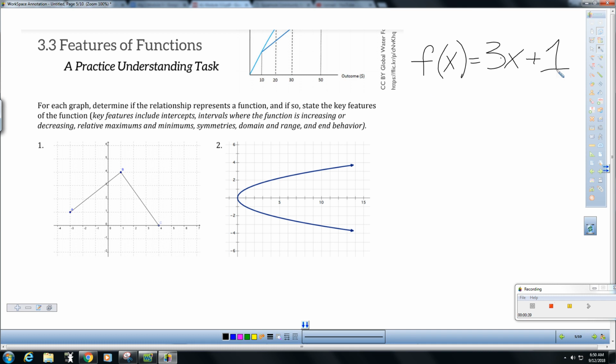Hopefully you know that you say this f of x. Well, what does that mean? That means this particular machine is a function of x. Well, what does that mean? That means that it depends on the value of x. So here's what I want you to do if you're not exactly sure what a function is. I just want you to think about it as like a number machine. Okay?